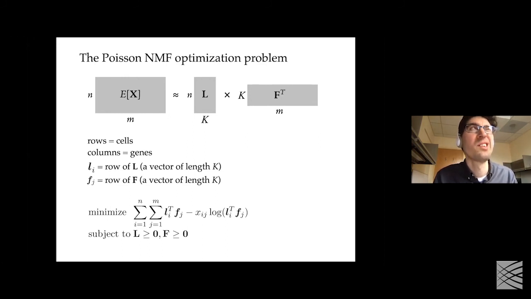I'm not sure whether you're thinking about it. I was just surprised to see there's no squares or absolute values or anything. So maybe because you're more familiar with the non-negative matrix factorization where you have the Frobenius norm. Right. I just think about this as you're maximizing the likelihood.